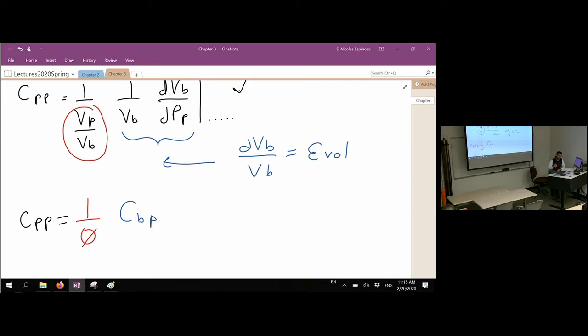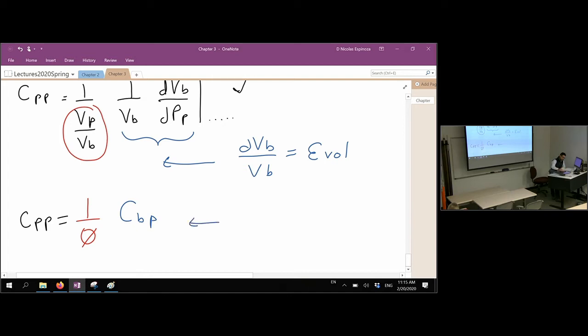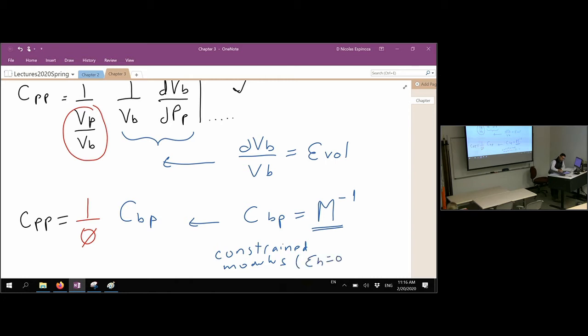But what is going to be the bulk compressibility of the rock? CBP under these conditions of no horizontal strain is nothing other than the inverse of the constraint modulus, where this one is the constraint modulus in which there is no horizontal strain, and that means that if I have a rock, it just deforms in one direction.